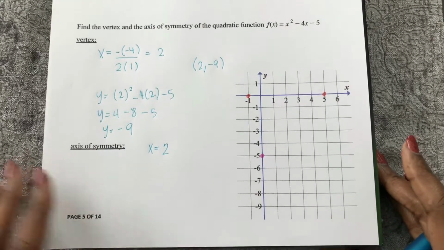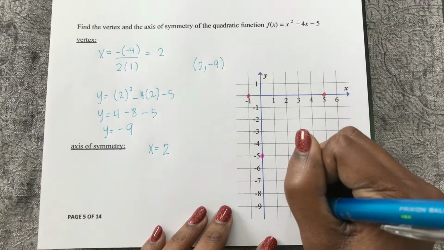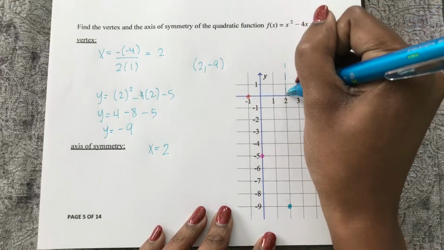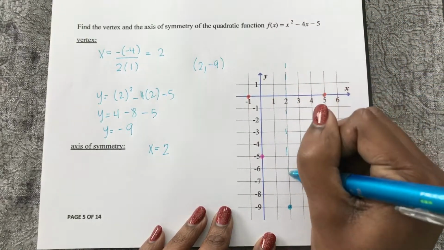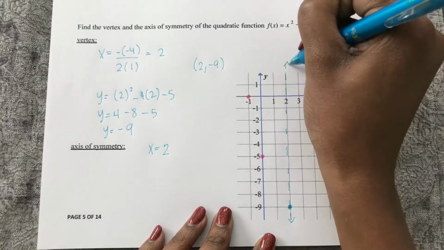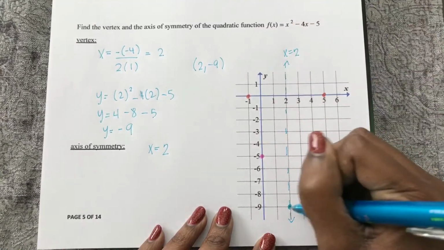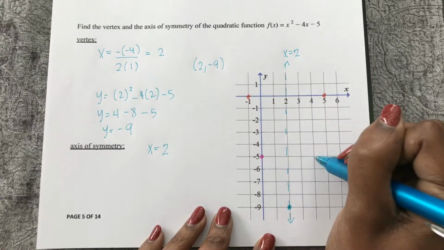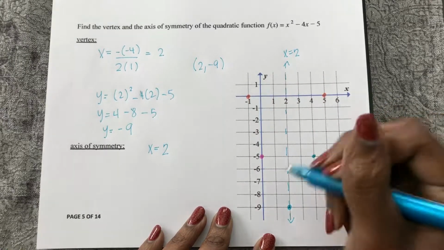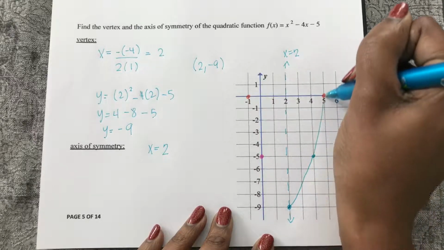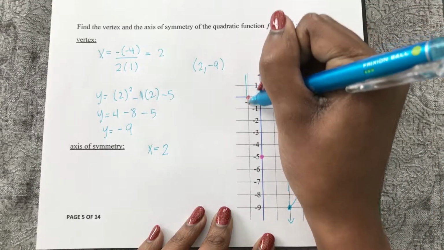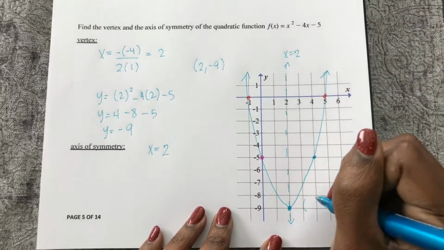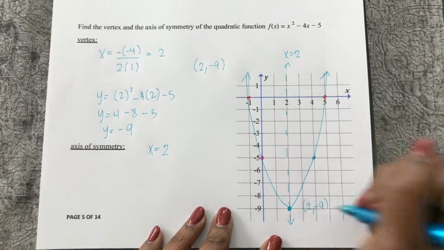So if I plot that, I know (2, -9) is down here. My axis of symmetry comes through there, so that's x equals 2. And I'm going to use symmetry to reflect this. If there's 2 here, then there's 1 this way as well. So here is my parabola for this quadratic function, and my vertex is at (2, -9).